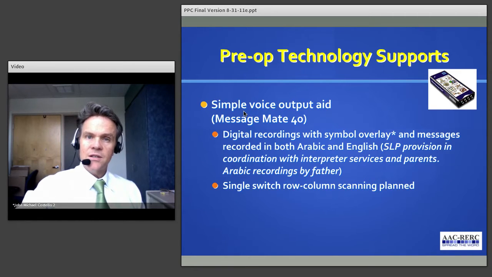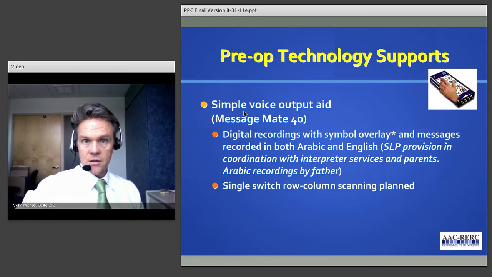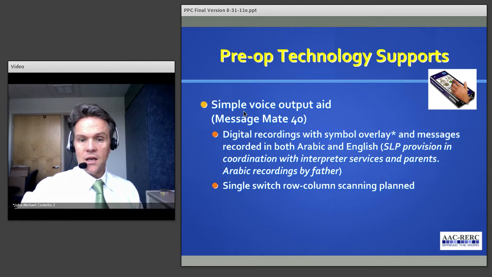So after selecting some of the key messages that were thought to be important for this child to communicate, they were recorded in English and then immediately recorded in Arabic, so that when this child used the system, English would be spoken out so that care providers immediately understood what he meant. But then he would also hear the Arabic so that, number one, there could be confirmation that the intended message was communicated. And number two, the family would also be able to hear and understand exactly what had been communicated.